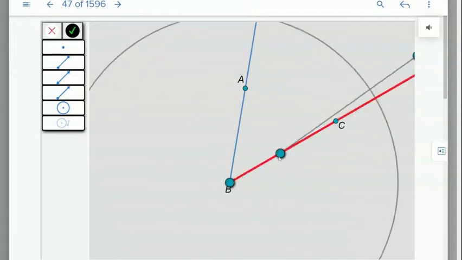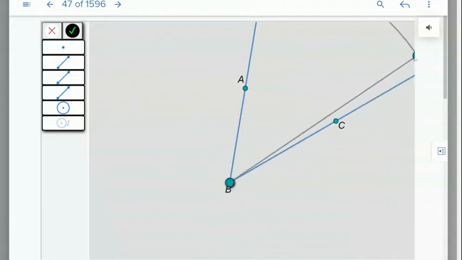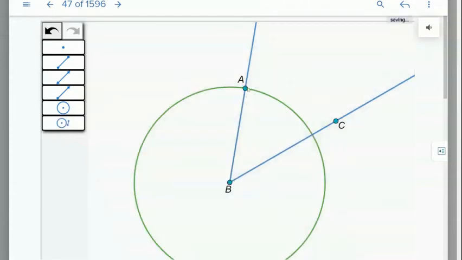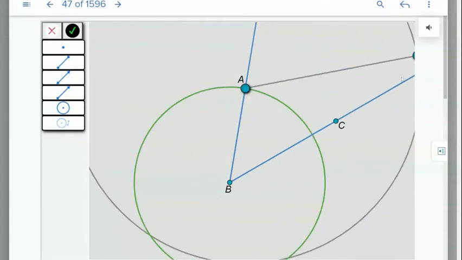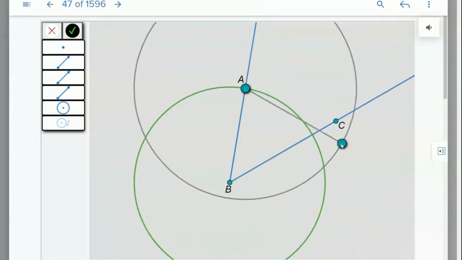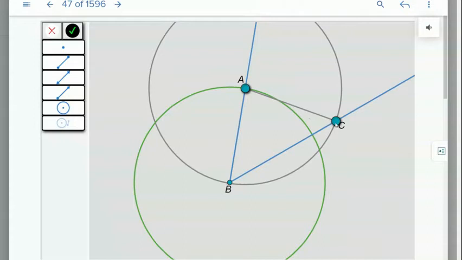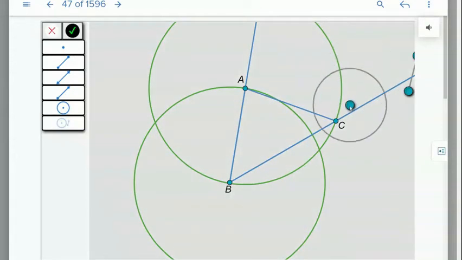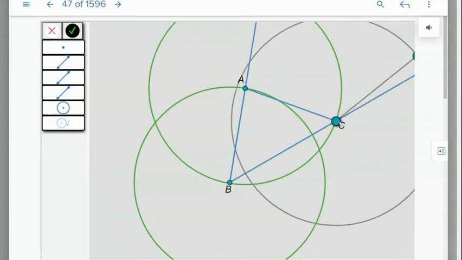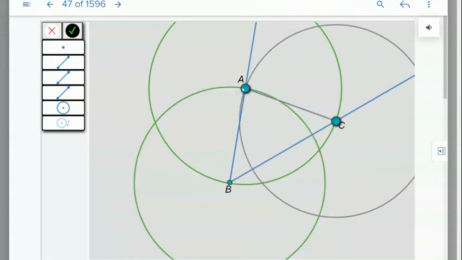So I'm going to go ahead and try to center a circle on B to the length of A. All right. I'm going to try that, see if that gets me anywhere. And then I'm going to construct a circle centered on A to the distance of C, just out of curiosity. And from C to point A.